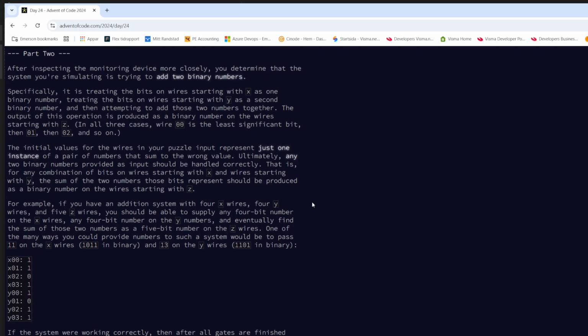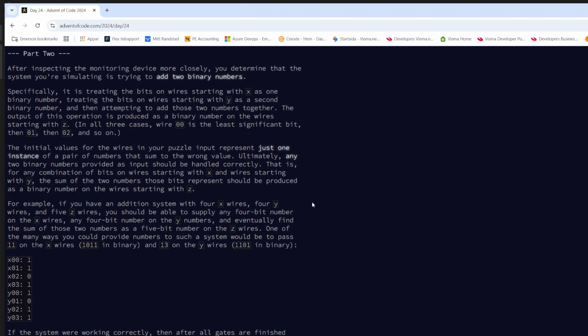Part 2, and let's read what this text says. After inspecting the monitoring device more closely, you determine that the system you're simulating is trying to add two binary numbers. Specifically, it's treating the bits on the wire starting with X as one binary number, treating the bits on the wire starting with Y as a second binary number, and then attempting to add those two numbers together. The output of this operation is produced as a binary number on the wire starting with Z. In all these three cases, wire 0, 0 is the least significant bit, then 0, 1, and so on.